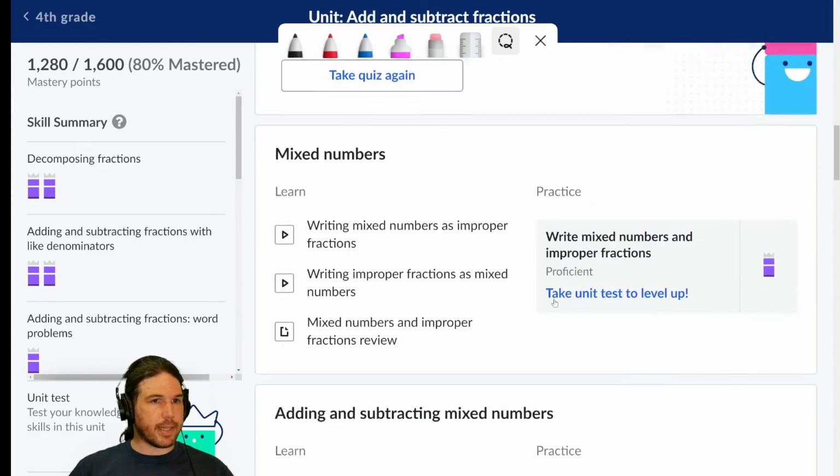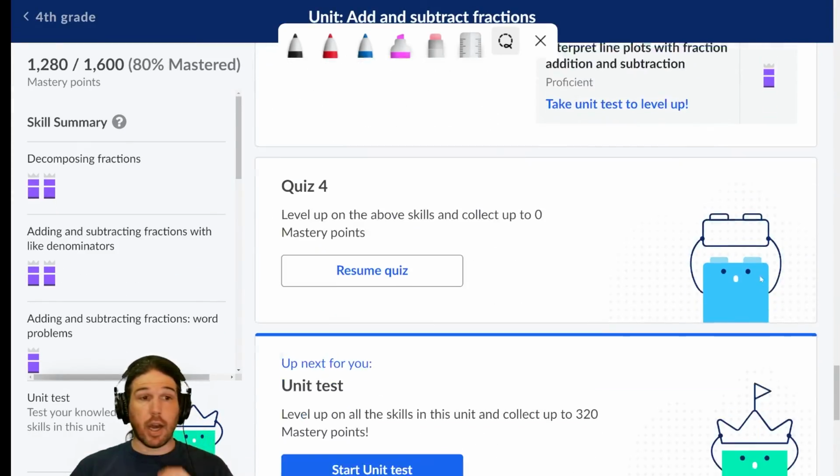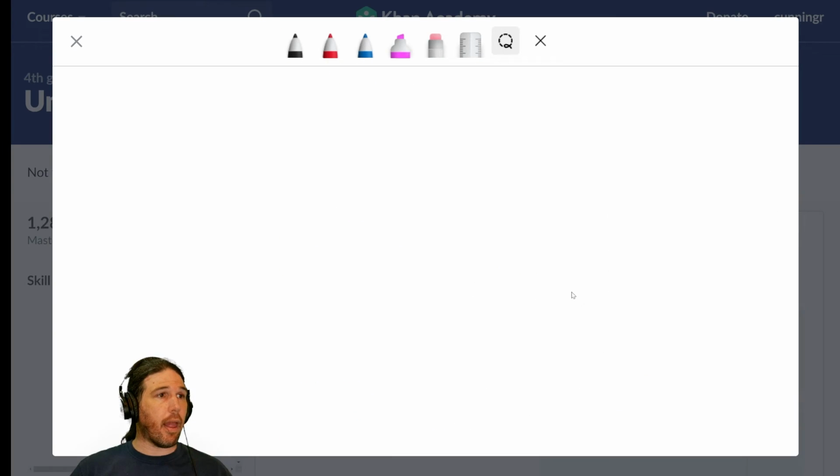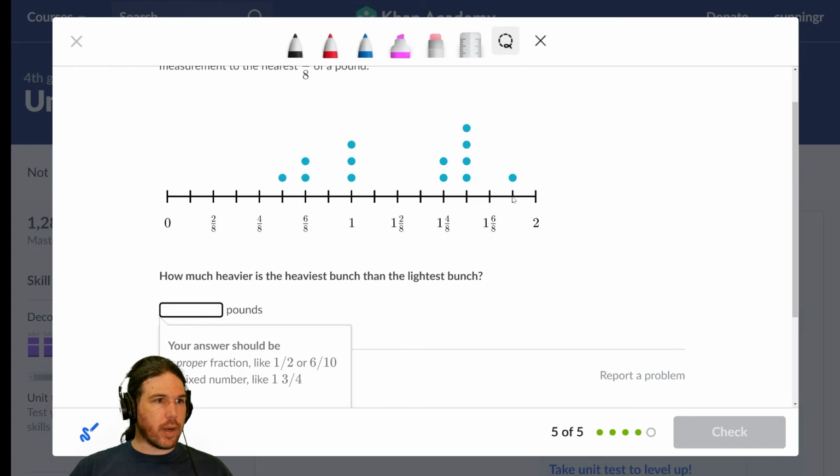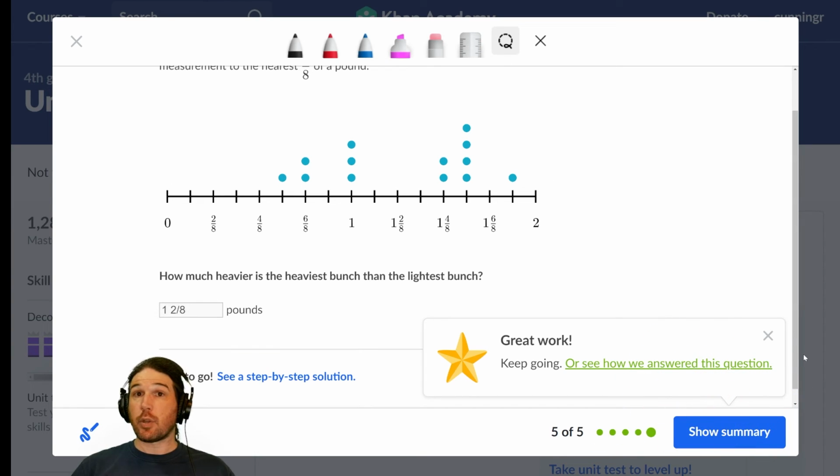Whoops, I did not mean to hit escape. That's okay. Khan Academy automatically saves progress. Where was I? 1 7/8 minus 5/8 gives 1 2/8. And that's quiz 4.